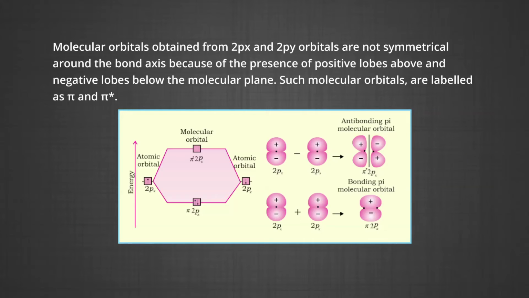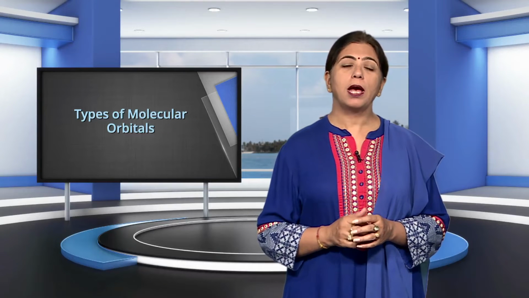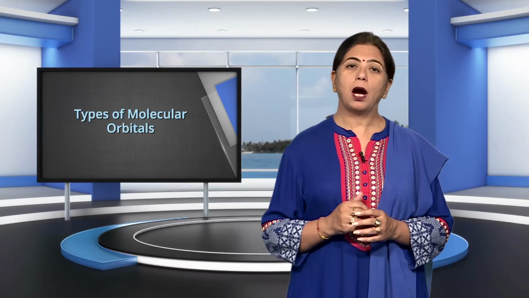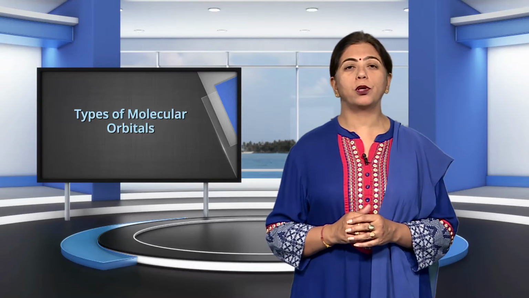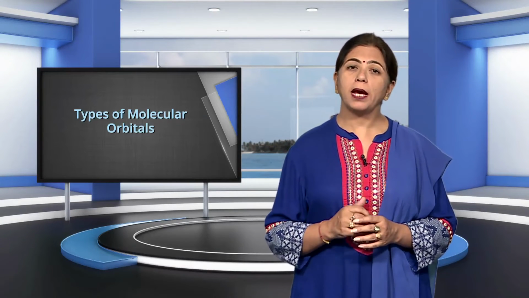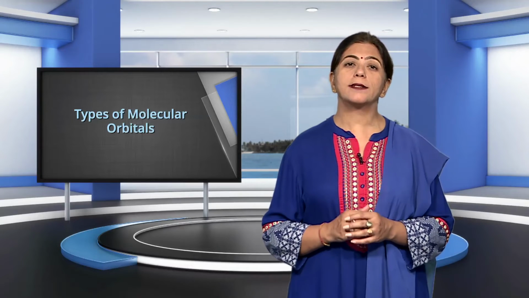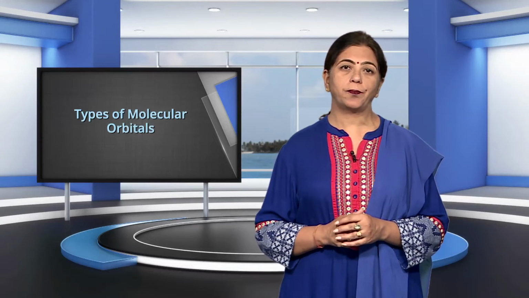The molecular orbitals obtained from 2px and 2py orbitals are not symmetrical around the bond axis because of the presence of positive lobes above and negative lobes below the molecular plane. Such molecular orbitals are labeled as pi and pi antibonding. A pi bonding molecular orbital has larger electron density above and below the internuclear axis. The pi antibonding molecular orbital has a node between the nuclei.